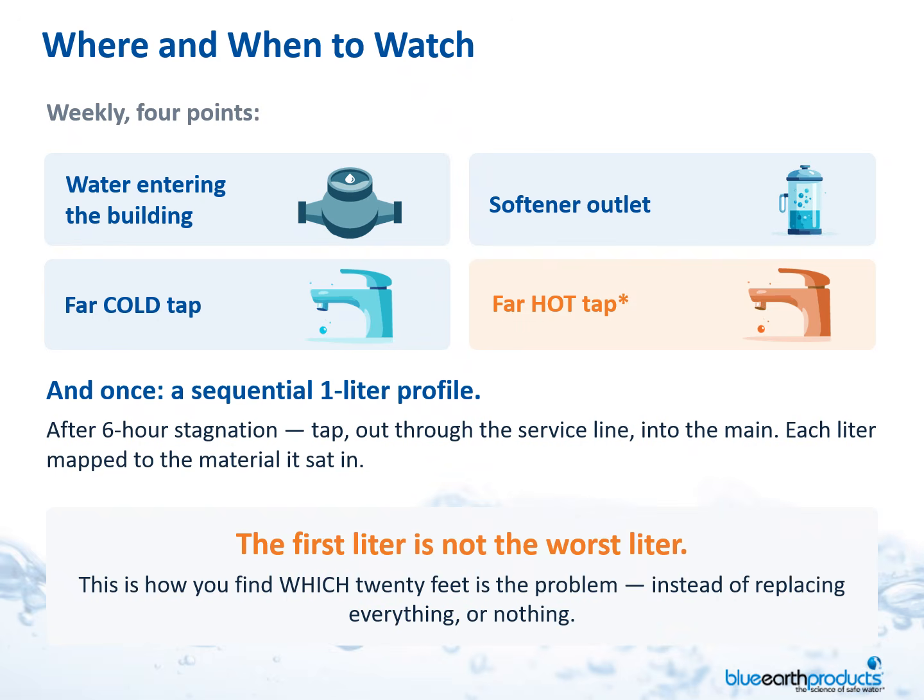In a building, there are really 4 places that you would need to look weekly in order to get a good understanding of the health of your system. The water meter, the softener. The reason to look at the outlet of the softener is because you have such a high surface area there. Also the far cold tap, because you've gone through all of the piping.